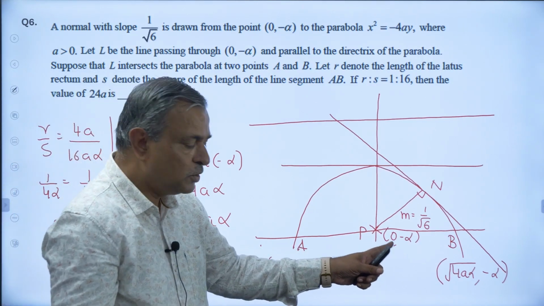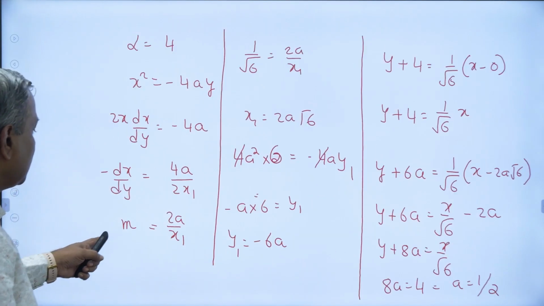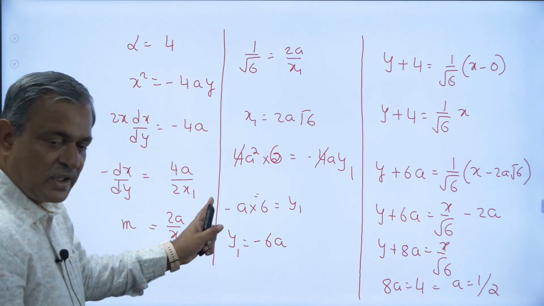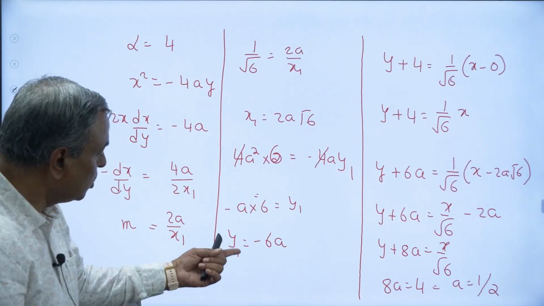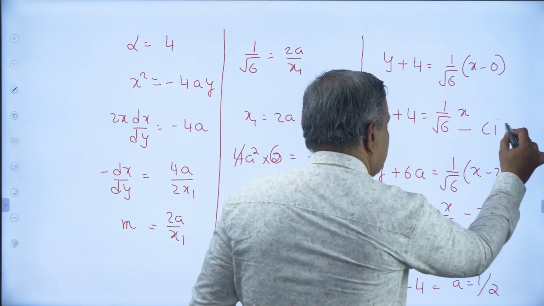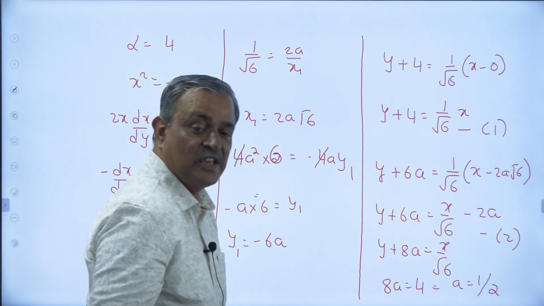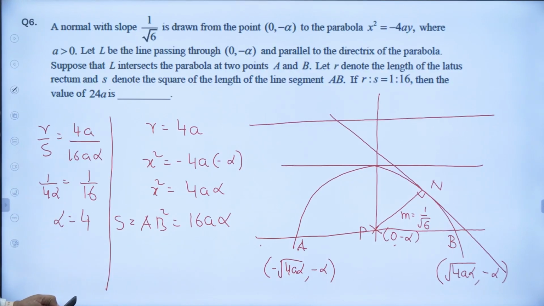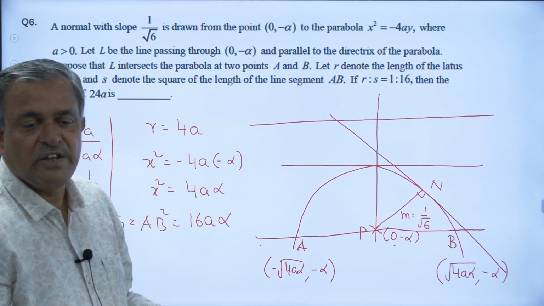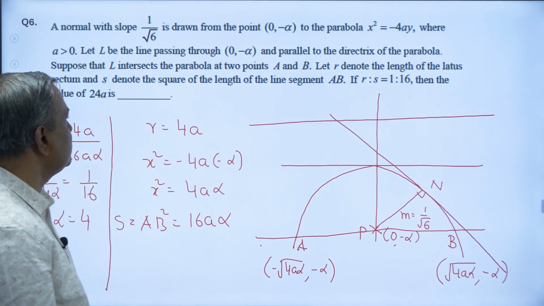Once you got alpha is equal to 4, we write the normal equation and we find the slope of normal in terms of x1, y1. We already know m, so we know the point. We compare both the normal equation 1 and normal equation 2, we get a is equal to 1 by 2. Now what they asked? 24a, so a equal to 1 by 2. So 24 into 1 by 2 will give you 12, the right answer. So integer type, this is 24.